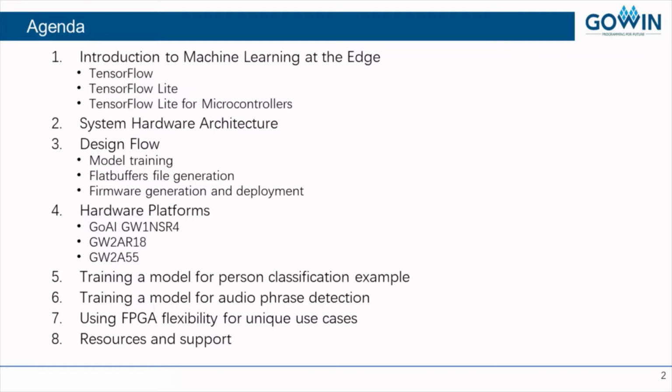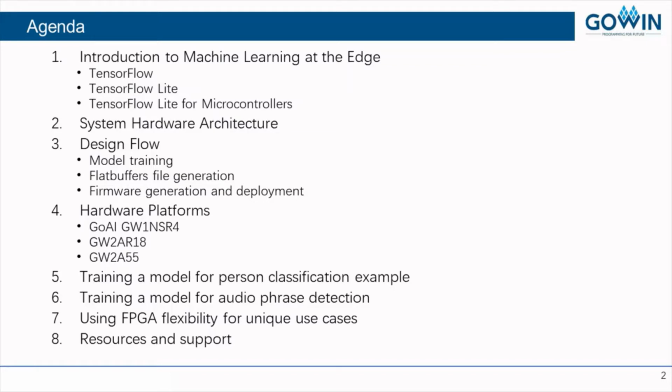Then we'll go into the design flow. We're actually going to go through training a model, generating what's called a flat buffers file, or TF-Lite file. This is basically a quantized and optimized file for embedded hardware. And then we'll go through generating the firmware and deploying it on the development boards.